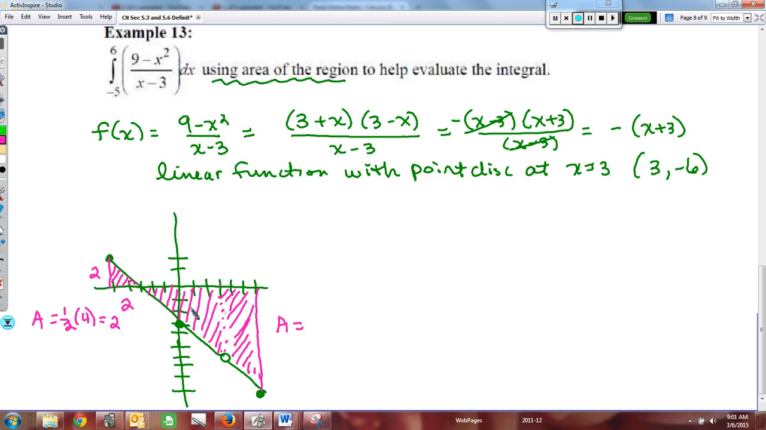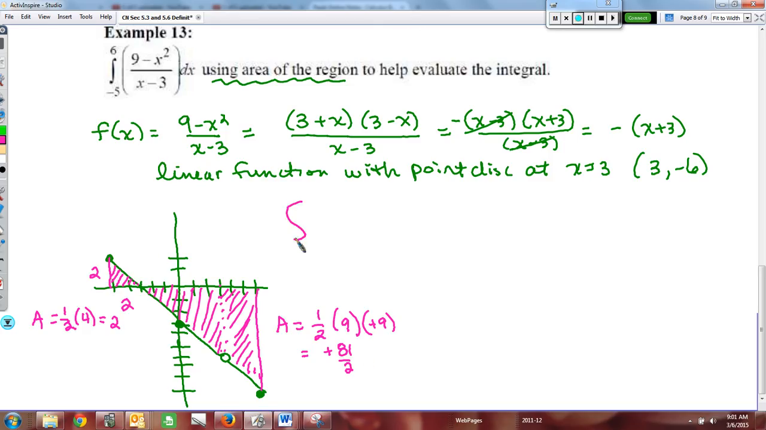The area over here, we have 1, 2, 3, 4, 5, 6, 7, 8, 9. So 1/2 of 9, and then our negative 9. So that's going to give me negative 81 over 2. Well, actually, the area is positive.